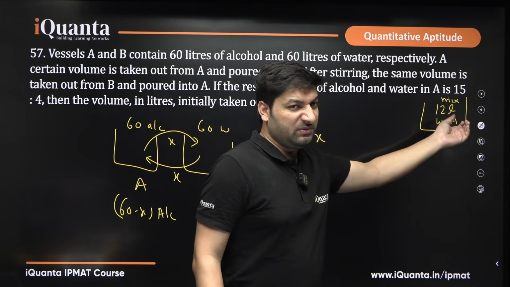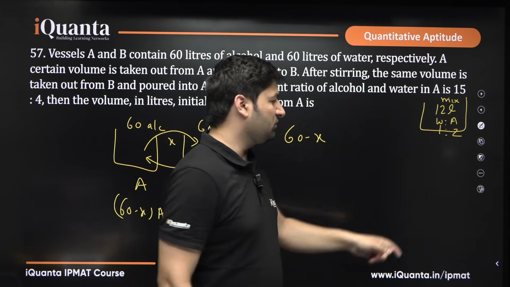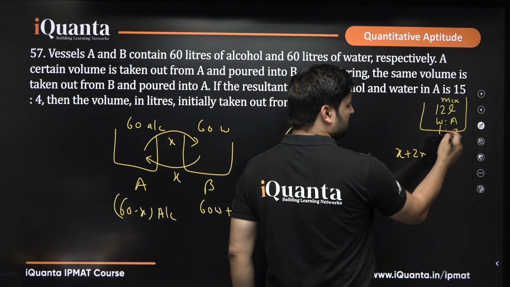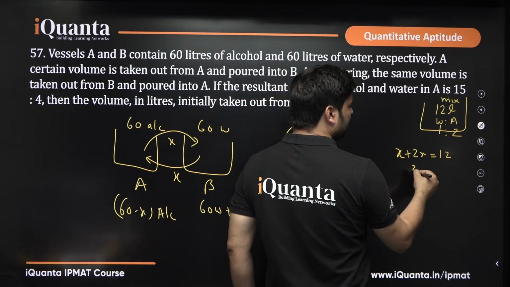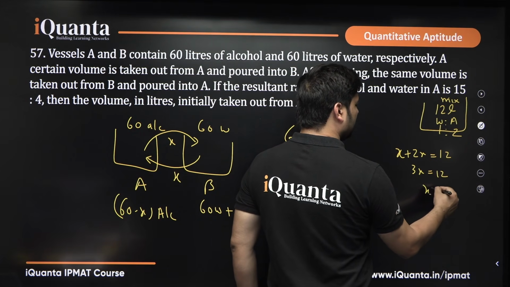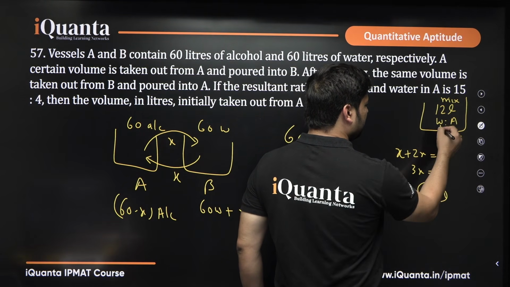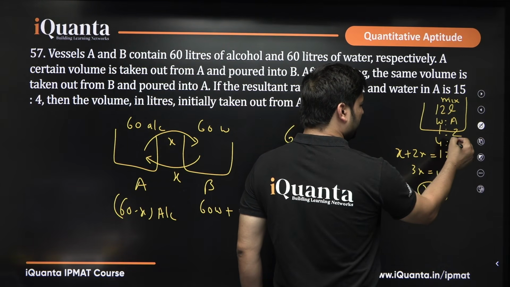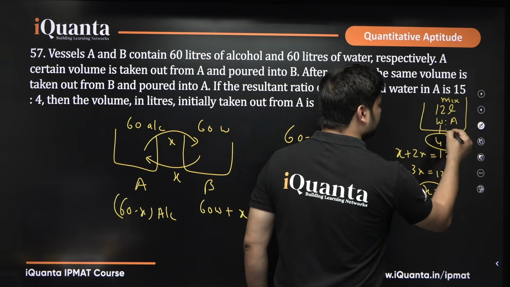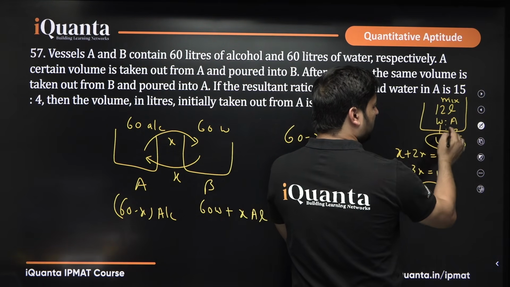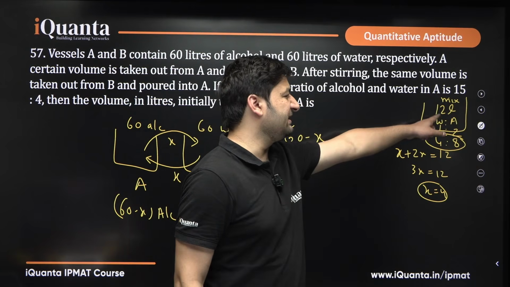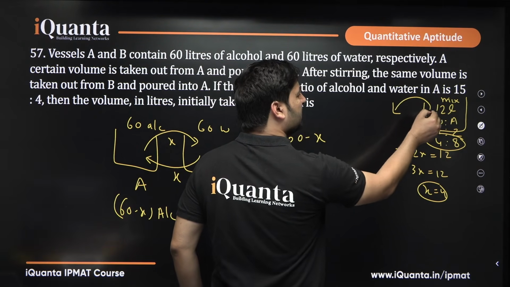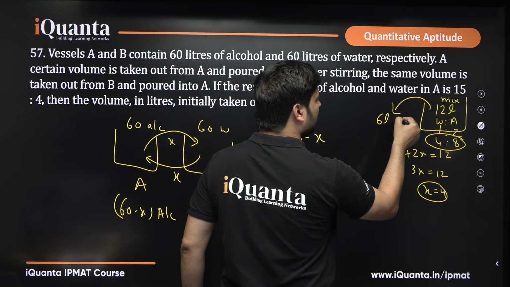There is a 12 liter mixture in which water and alcohol are present in the ratio 1:2. So X plus 2X, total water plus total alcohol, equals 12. 3X is 12, so X is 4. That means 4 liters of water was there, and 2 into X, 8 liters of alcohol was there, isn't it? So what is the ratio of water and alcohol present here? It is 1:2.